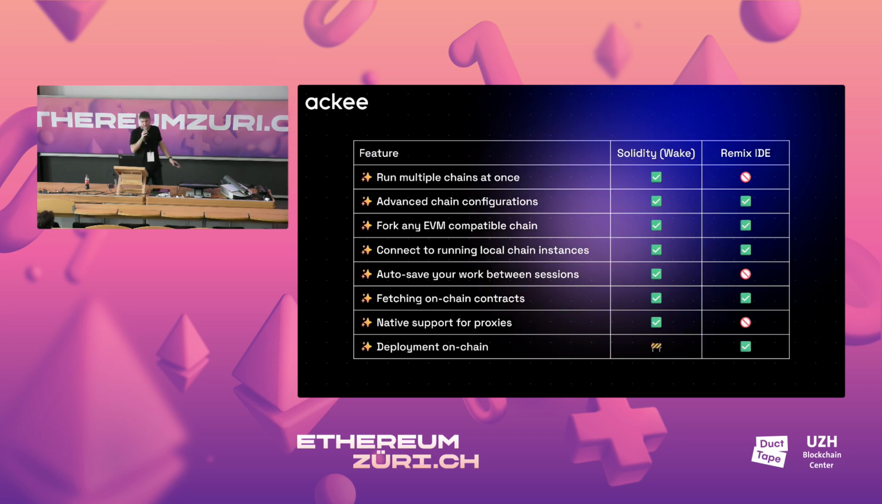To summarize all of this, in the new version, you can run multiple chains at once. You can set your advanced configurations for these chains. Specifically, you can fork an EVM-compatible chain, and you can connect to already running local chain instances. All of this configuration and your work can be auto-saved between VS Code sessions. And then, as the two cherries on top, you can also fetch on-chain contracts, and you have native proxy support within the UI.